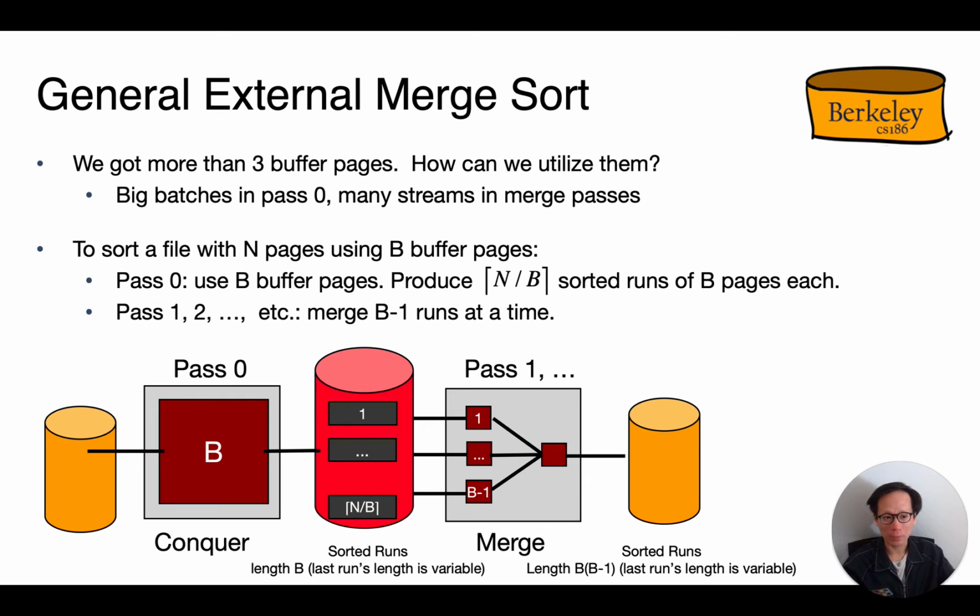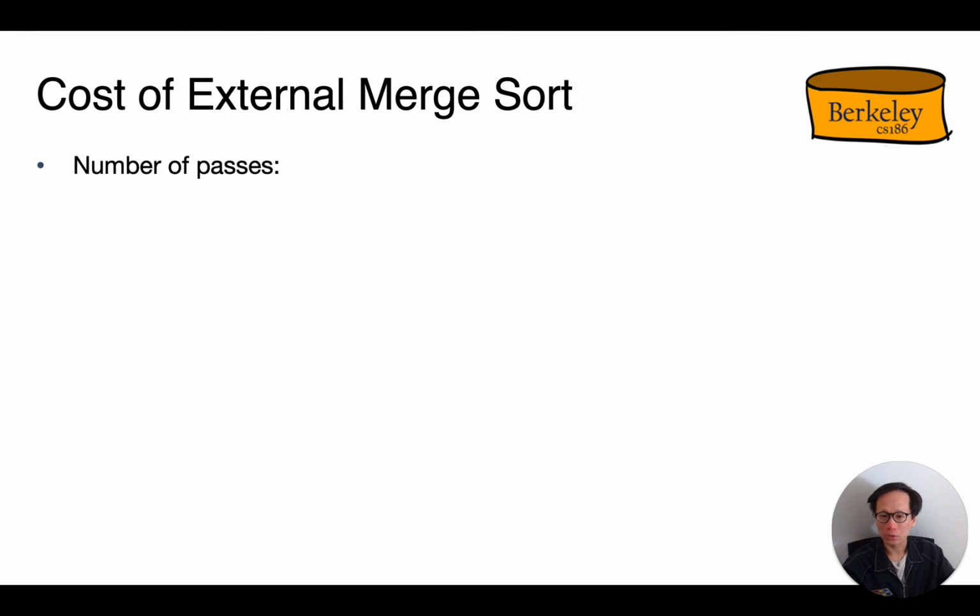So we are streaming these input pages through these buffers to the output, and we do this for B-1 buffers at a time. Since each one of these runs was B pages long from our previous pass, the sorted runs at the end of pass 1 will be of length B times B-1, since we have merged B-1 at a time during this pass. So let's analyze the cost of this general external merge sort algorithm.